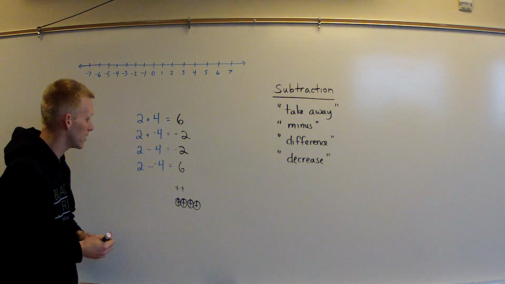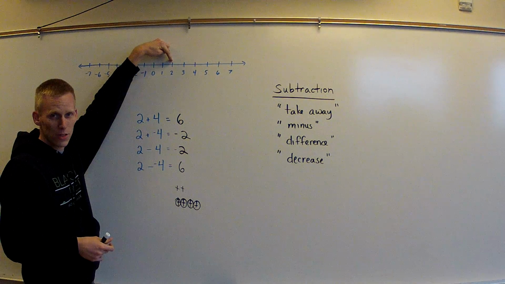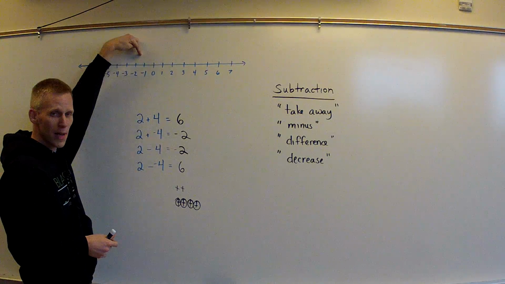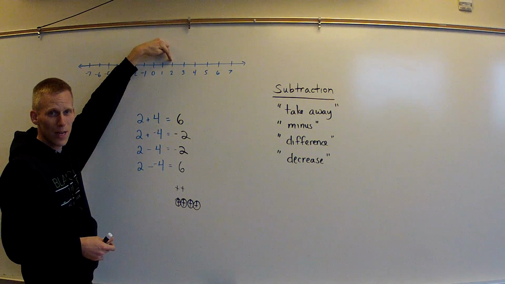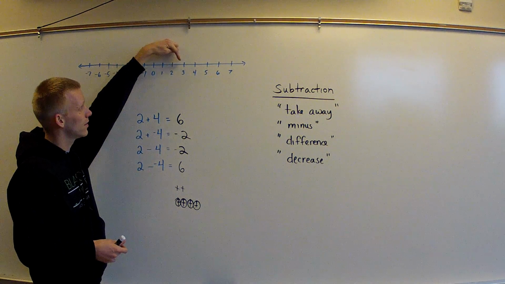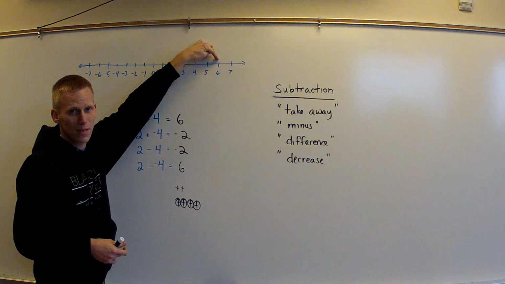The way we think about it on the number line is we're sitting here at 2. Take away would normally make us go left, but we're taking away a negative, meaning we're going to go right, up 4, and we end up in the same spot here at 6.